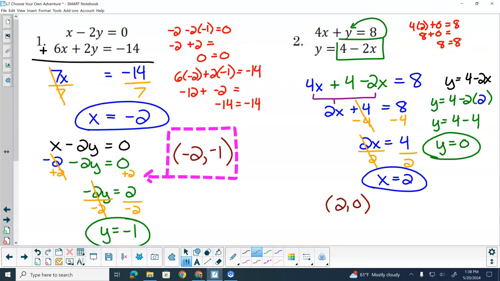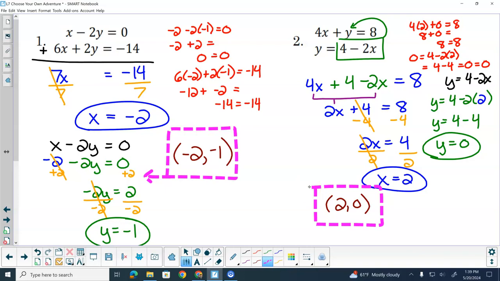Okay. And we have to check the other one. 0 is equal to 4 minus 2 times 2. 2 times 2 is 4. 4 minus 4 is 0. And 0 is equal to 0. Checks out. Okay.